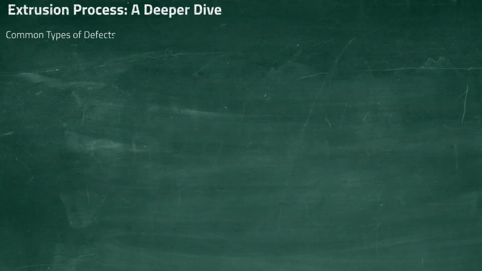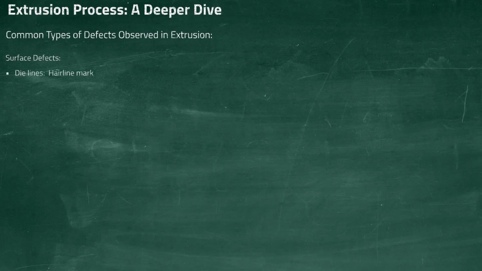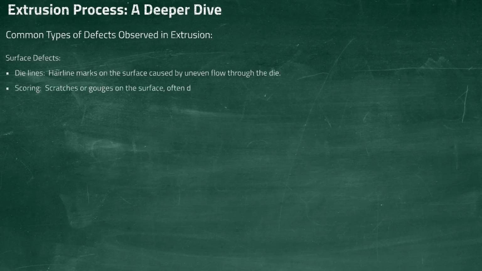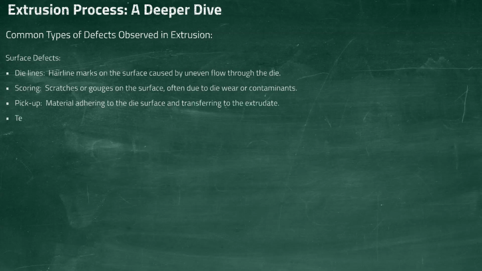Common types of defects observed in extrusion. Surface defects. Die lines: hairline marks on the surface caused by uneven flow through the die. Scoring: scratches or gouges on the surface, often due to die wear or contaminants. Pickup: material adhering to the die surface and transferring to the extrudate.